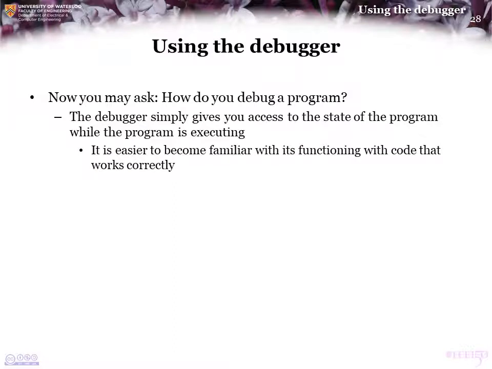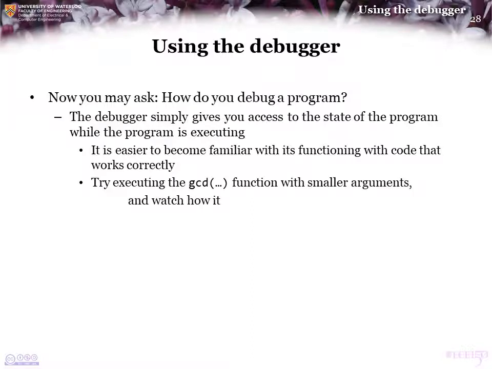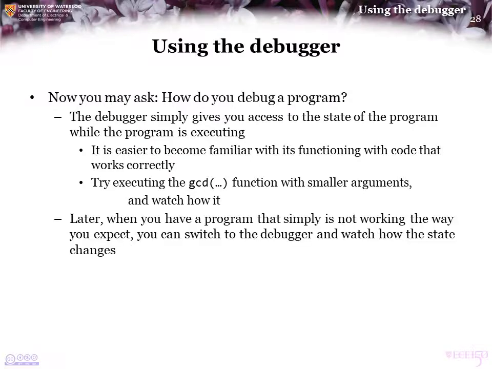It is much easier to become familiar with how the debugger works by watching how it works with code that is actually doing what it's supposed to do. For example, you might try the same thing we just did right now, but try calling the GCD function with smaller arguments, say 15 and 25, and watch how it works. Later, when you have a program that simply does not work the way you expect, at that point you can then switch to the debugger and watch how the state changes.